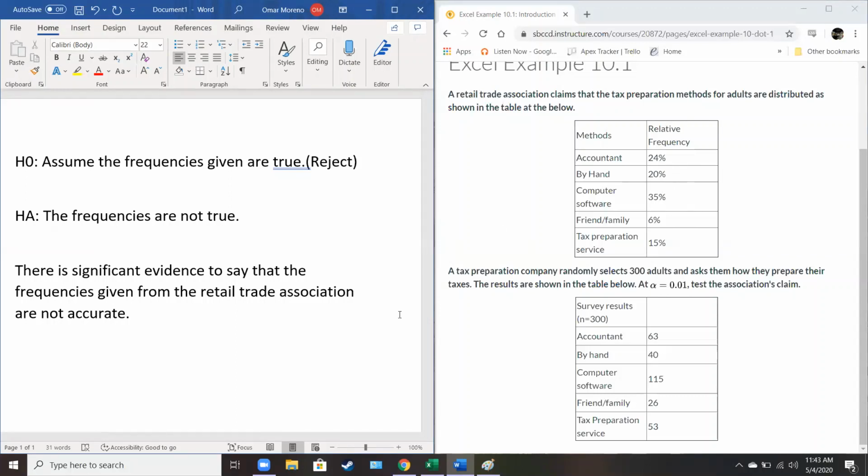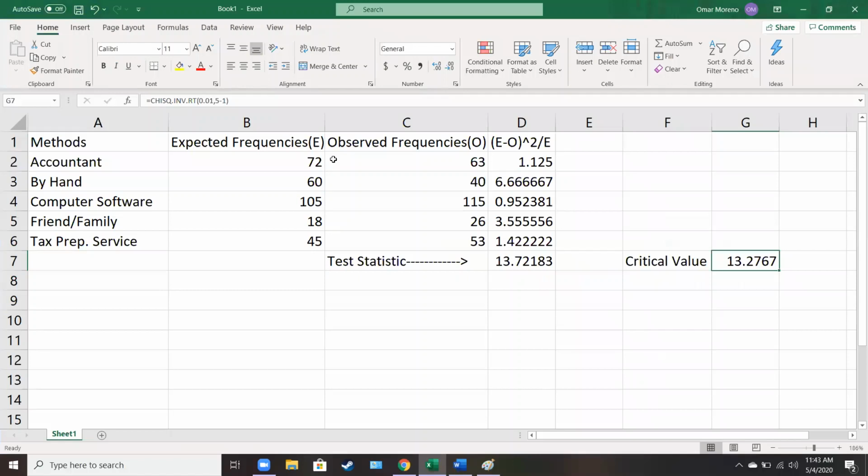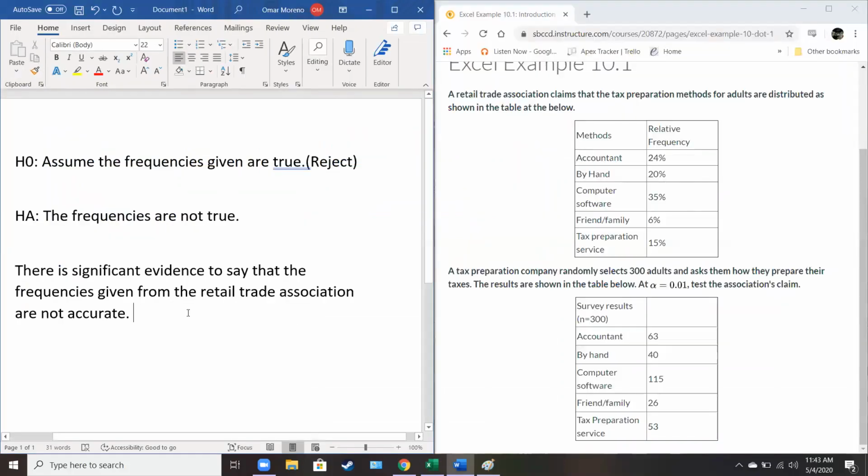It's kind of a weird test because I'm not making any sort of conclusion about which ones aren't accurate. I can tell from my sample that maybe by hand is a bit different than what is estimated. Maybe friend or family as well, but it's not generally good practice to make those conclusions. You can go on to perform a different type of hypothesis test to narrow down which ones are different.